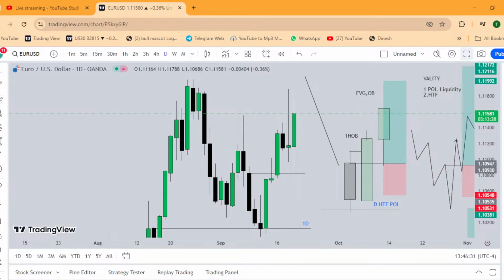So let's go into the 1 hour chart and see how price would react on this particular order block. So this is the 1 hour chart.